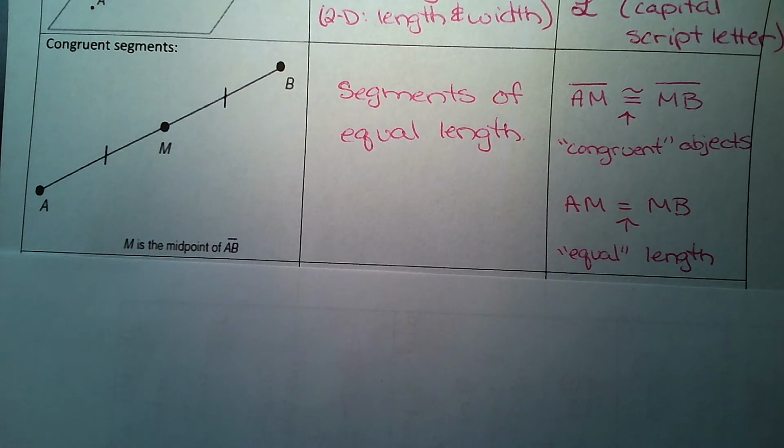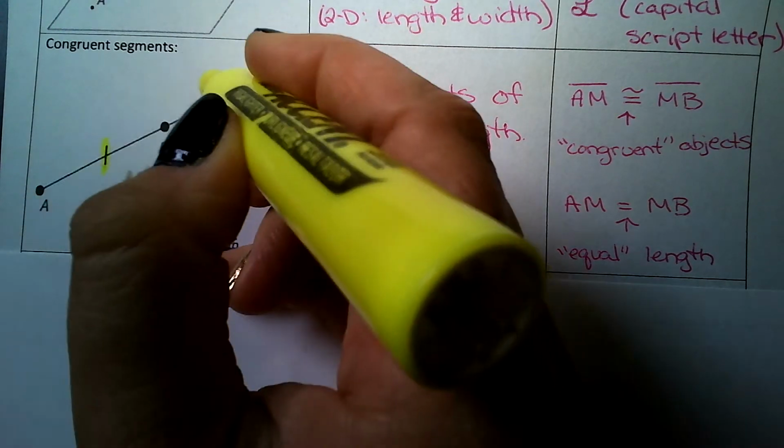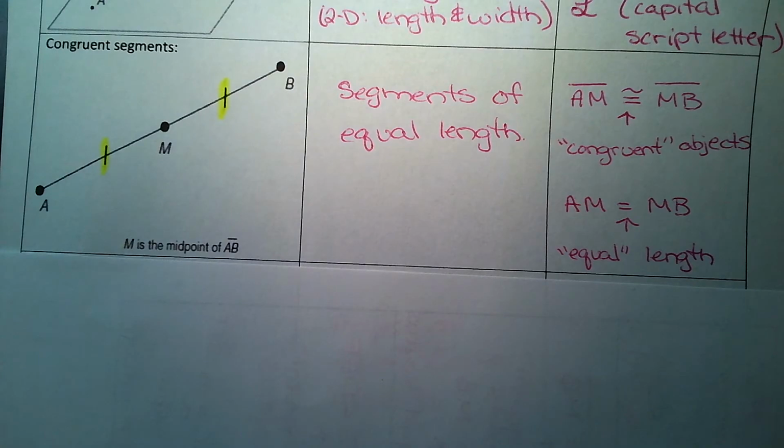Now over here in my picture, I've got this notation here I'm highlighting in yellow. That is a notation that you can add to a picture that symbolizes congruence.